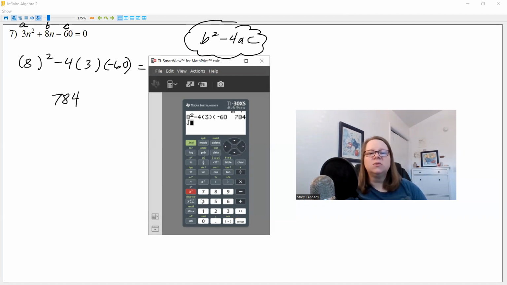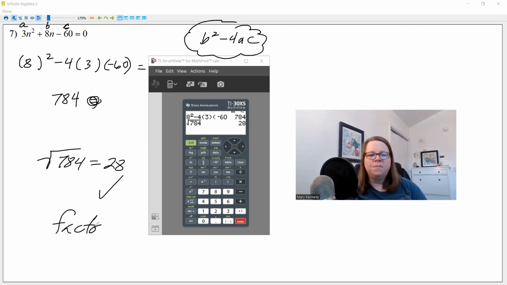Well, let's see. The square root of 784. Let's see if we get a whole number. And we do. Yay. If we get a whole number, so let's see, the square root of 784 is 28. That means it is factorable. We could factor this problem and get our solutions that way. That's what that means.